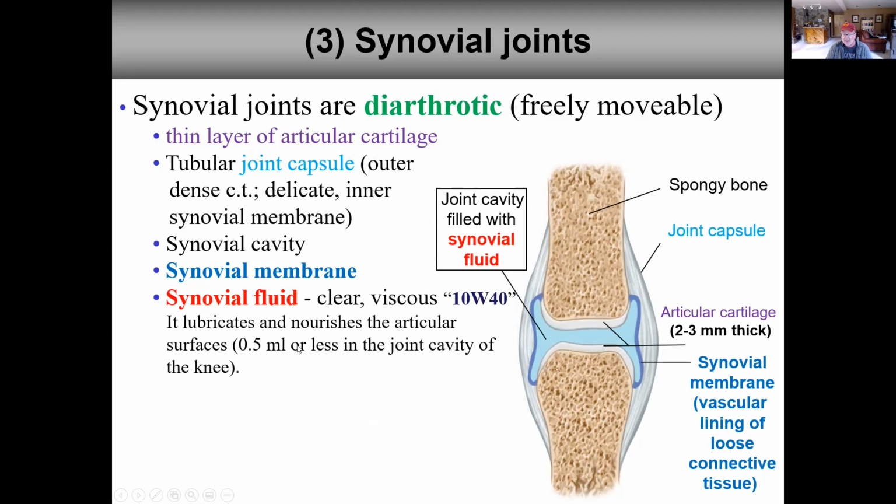And note that in the knee joint, which is a fairly sizable synovial joint, we're talking about less than 0.5 milliliter of fluid. To give you some idea of how much that is, that's about 10 drops. So it doesn't take much synovial fluid to function properly within a large joint, let's say like the knee. If we're talking about between the phalanges, it's even less than that.